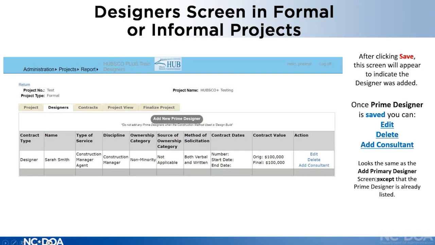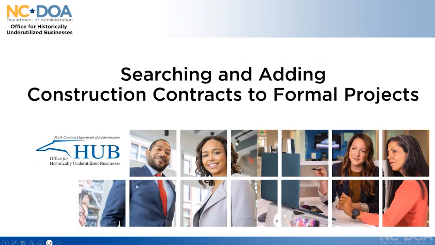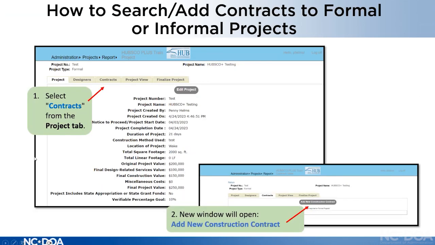The fields look the same as the add prime designer piece, except the prime designer is already shown at the top. So we're not going to go through that. It looks the same as if you're adding a designer. Next, searching and adding construction contracts to formal contract projects. We're looking at a formal example, but it's very similar on the informal side. There are some slight differences, and I'll try to point those out.